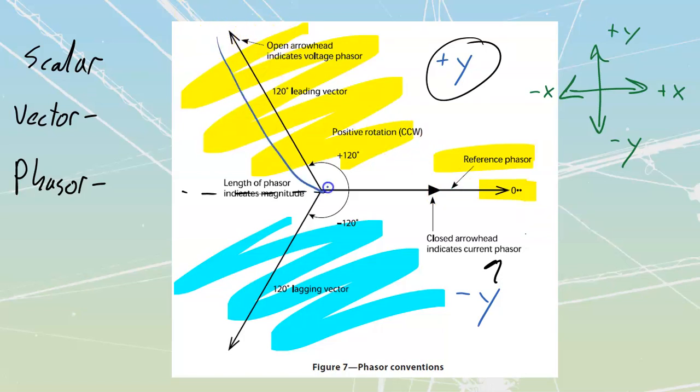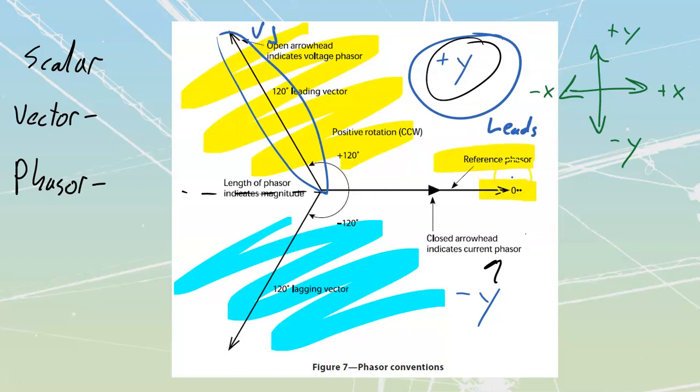This value over here, I see that this value is in the positive y quadrant. Therefore, anything that is positive y leads. So I can say that this voltage, we'll call this voltage J right now, voltage J is going to be leading by 120 degrees. That's how many degrees that we have out of line over here.